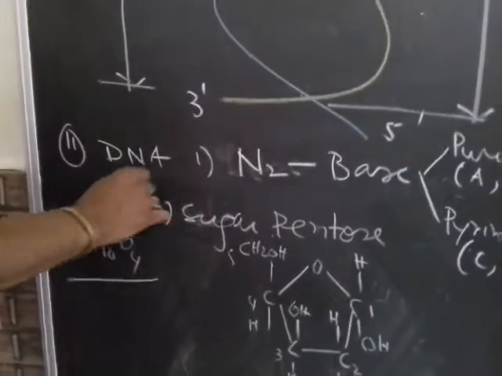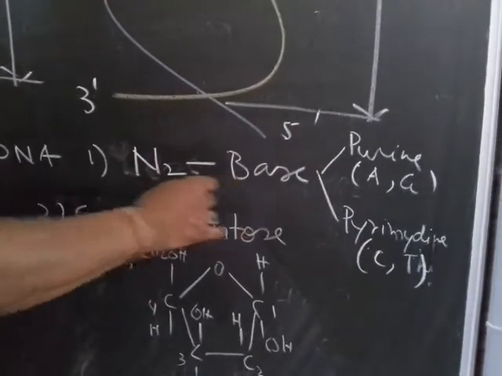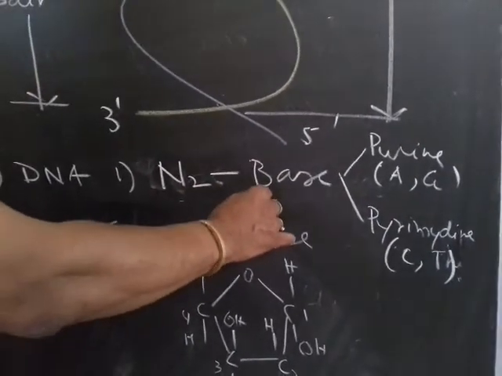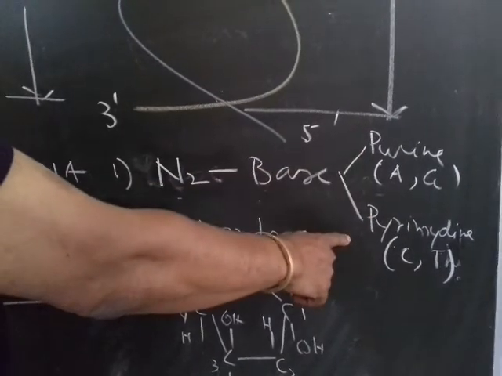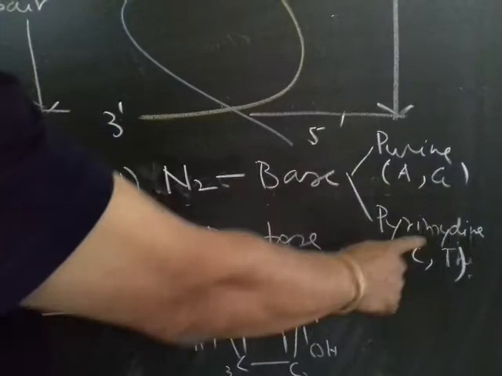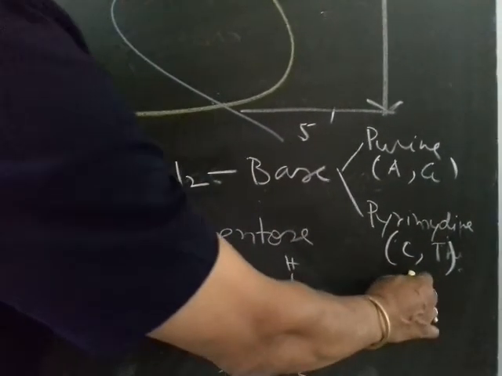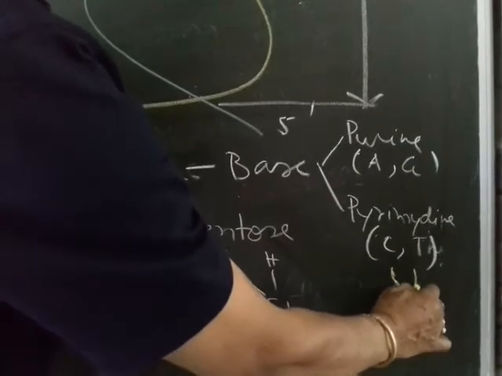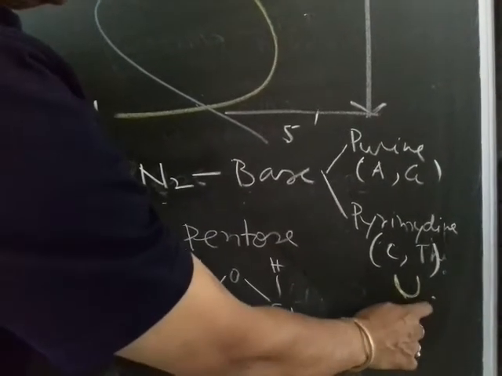Now in the DNA, what do we have? In the DNA we have a nitrogenous base. There are 2 types of nitrogenous base, purine and pyrimidine. In purine you have adenine and guanine. In pyrimidine you have cytosine and thymine. Of course there is another pyrimidine base which is not found in the DNA, called U or uracil. This is found only in the RNA.